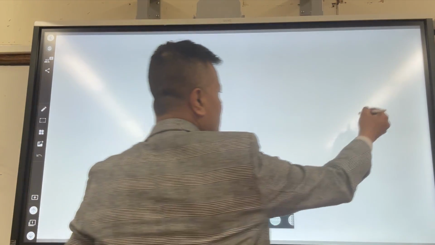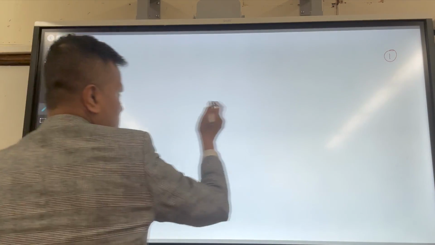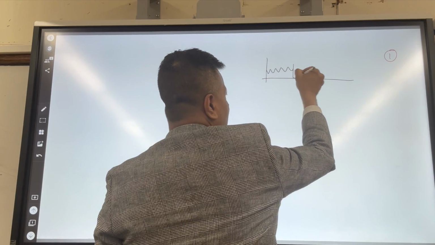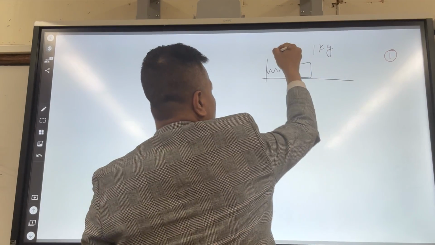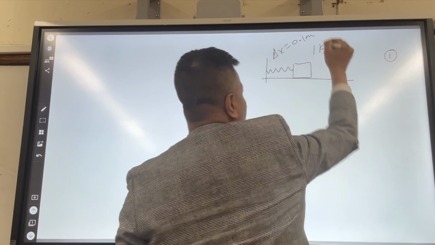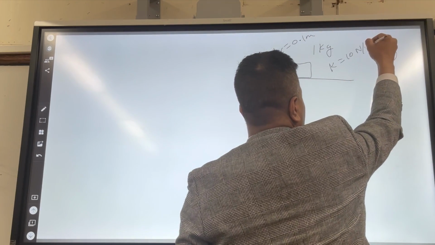Please practice. Okay, let's go over problem number 1. Problem number 1 is Hooke's law. I gave you a spring and a mass, a very friendly number, 1 kilogram, and delta x is 0.1 meter, and k is 100 Newton per meter.